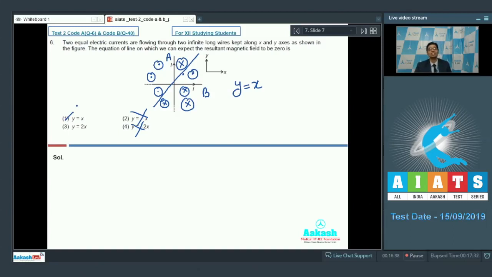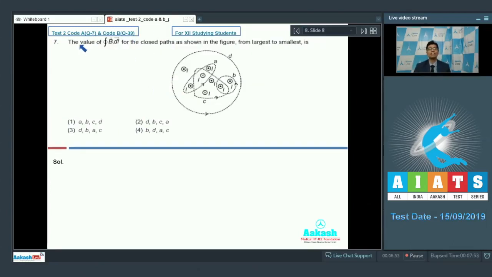Now dear students, let us proceed to question number 7. Dear students, question number 7 says that the value of the closed integral B dot dl for the closed paths as shown in the figure, from largest to smallest, is.